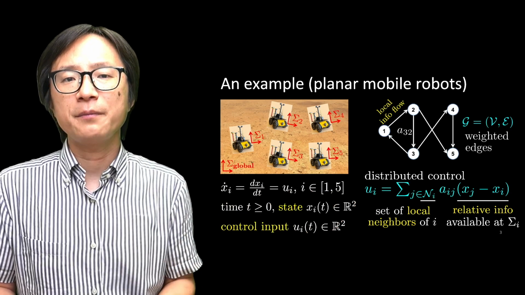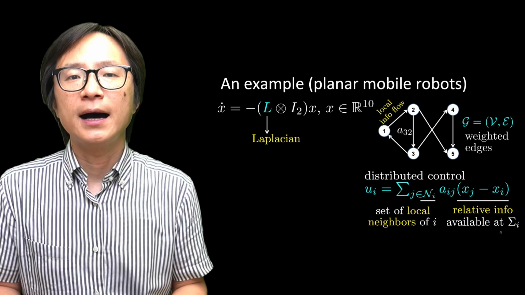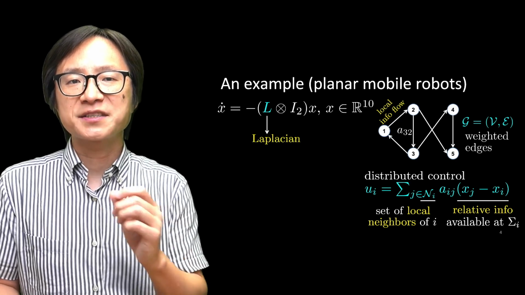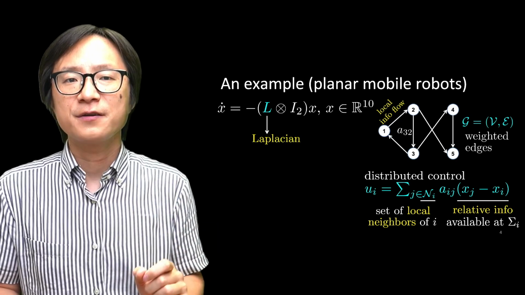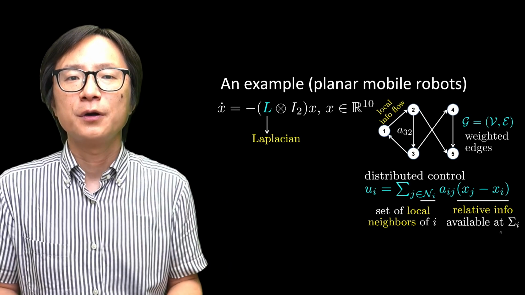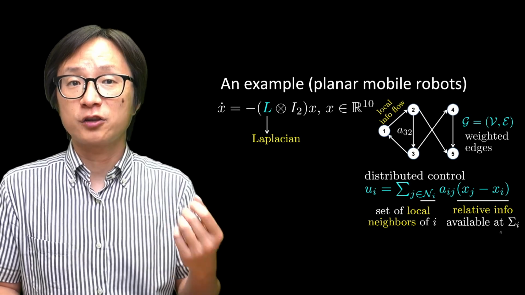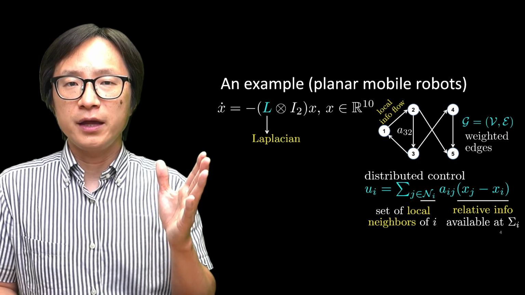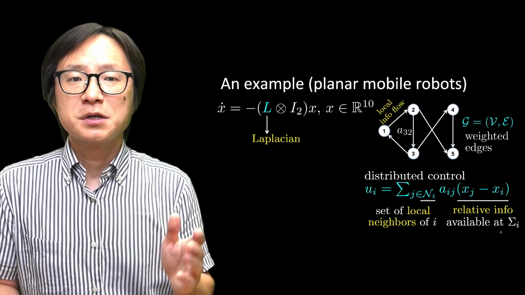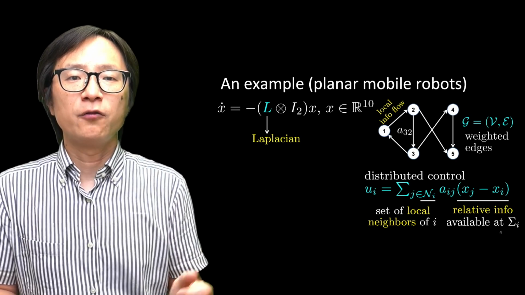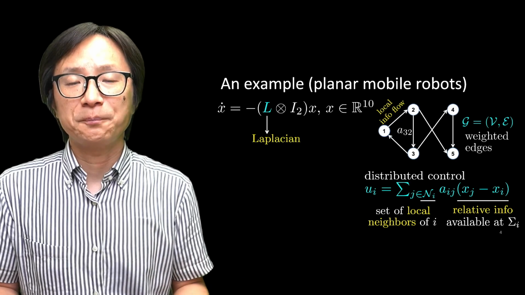We have 5 of them and stack them up. We get this compact differential equation where x here is the stack of x1 to x5. So each xi is 2-dimensional, so x is 10-dimensional. And the matrix L here is a so-called Laplacian matrix. So we see that the form of distributed control gives rise to the graph Laplacian.